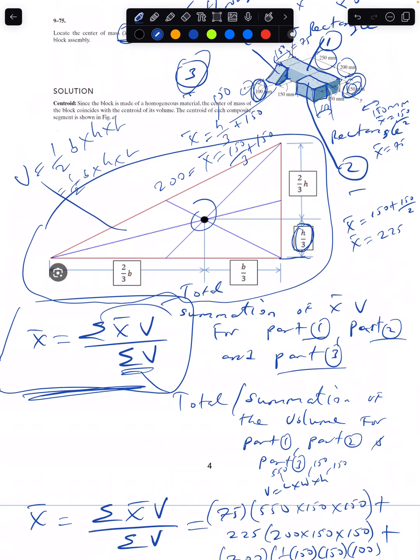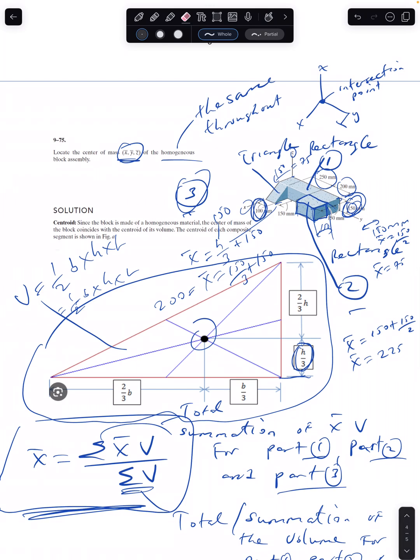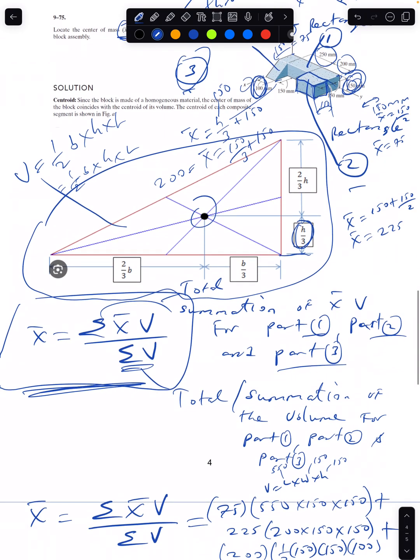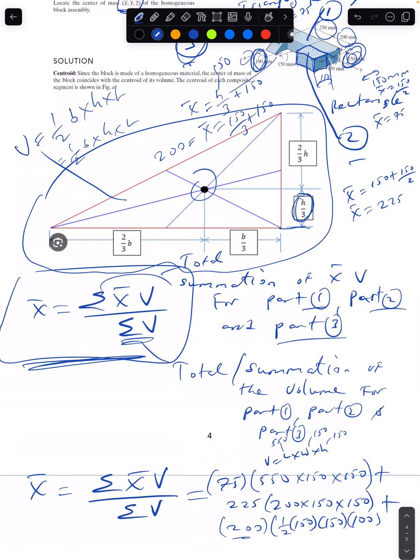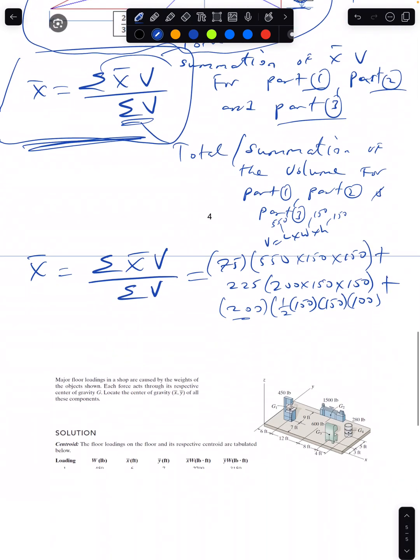And where is the reference point? This point of intersection is always the reference point. So we measure all our centroids from the reference point, and every shape has a unique way of measuring the centroid for x, y, and z. But we are still looking at the x axis. And all this should be divided by the summation of the volumes: the volume for part 1, plus the volume for part 2, plus the volume for part 3.